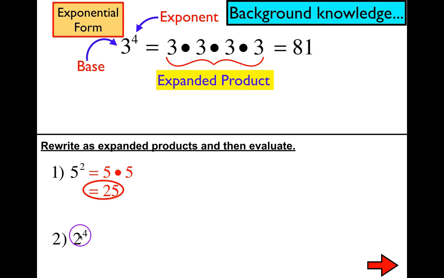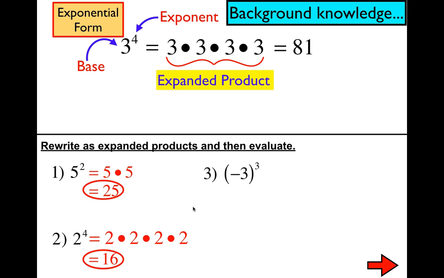Number 2, here is your base, here is your exponent. I'm going to repeat 2 a total of 4 times. I'm going to now evaluate it. 2 times 2 is 4, times 2 is 8, times 2 is 16. So again, this is your expanded products, and here is your answer once you evaluate it.